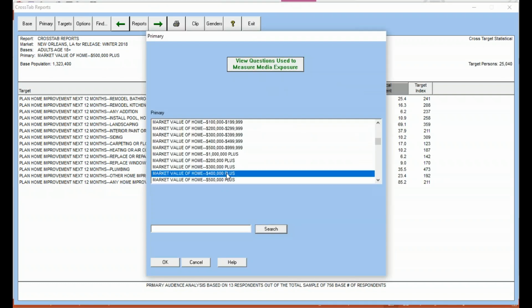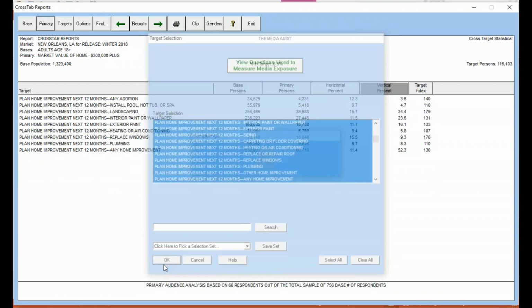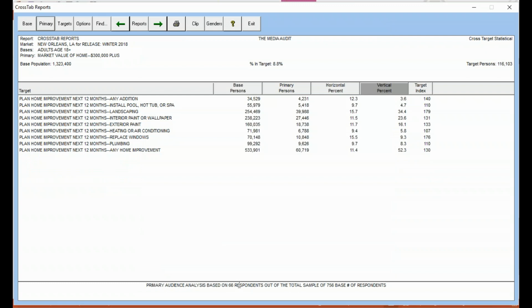So we're going to widen it out. We can do homeowner 400,000 plus on homes or 300,000 plus. Let's just be conservative and do 300,000 plus. Okay, here's what I wanted to see. I want to see a respondent level of 25 respondents, but here I have 66.